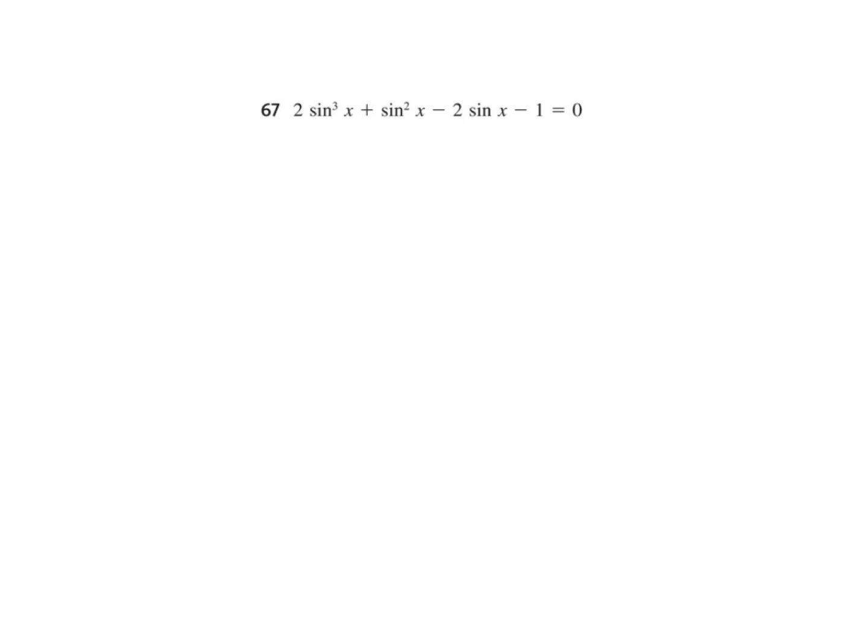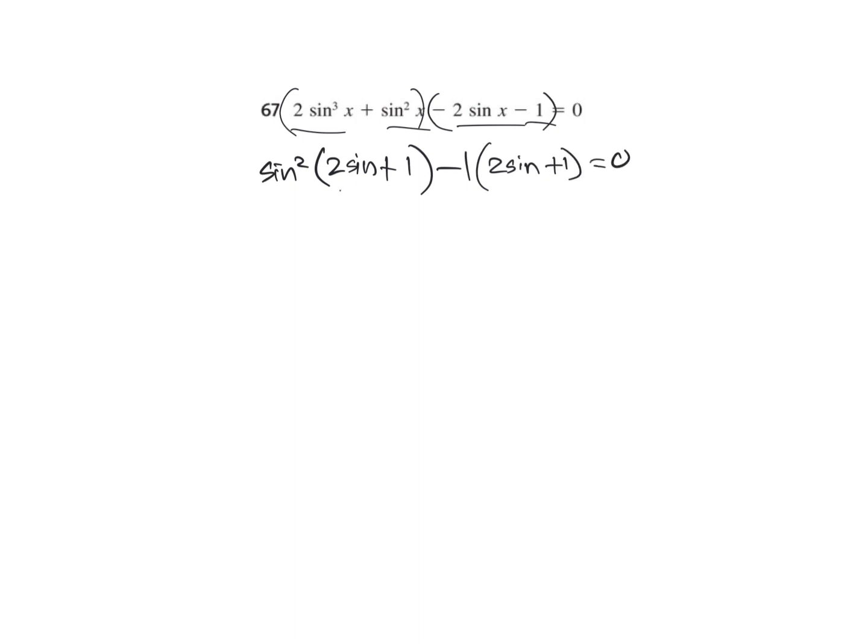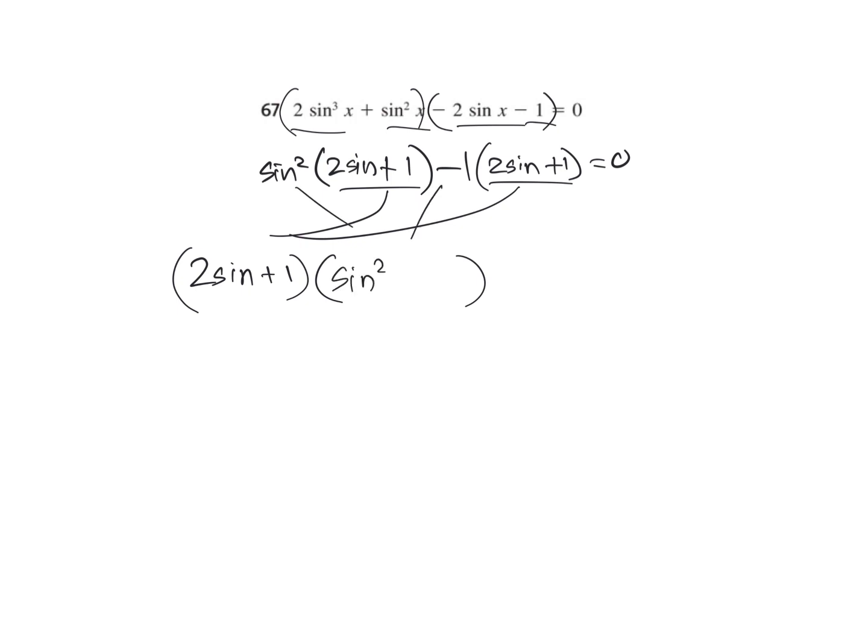All right, 67. I see 4 terms, so I immediately think factor by grouping. So let's factor a sine squared out of here. We get 2 sine plus 1. And out of this group, let's factor out a negative 1. And we get 2 sine plus 1. And again, when you factor by grouping, these should be the same, and they are. So now we're going to factor this out. 2 sine plus 1 times what's left? The sine squared minus 1.